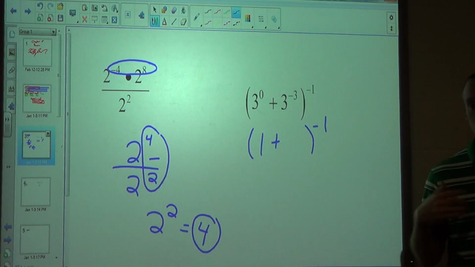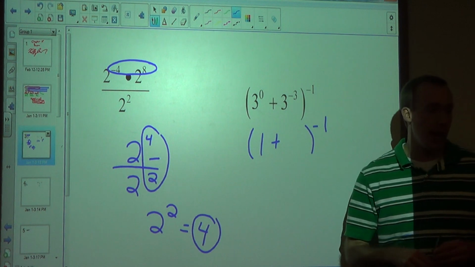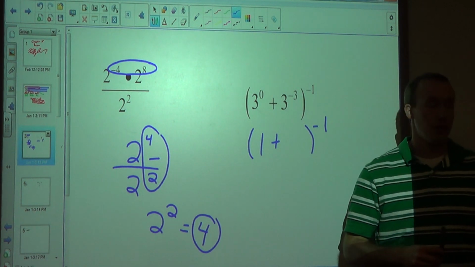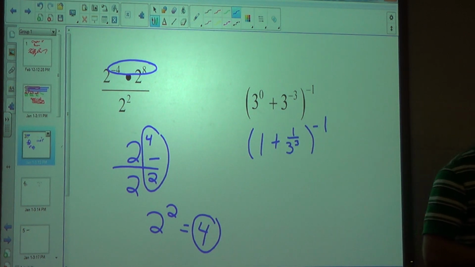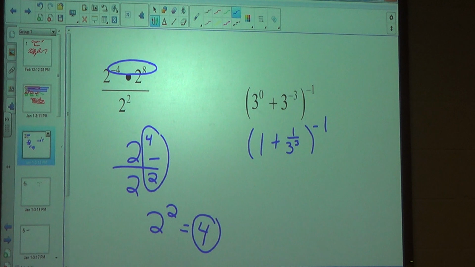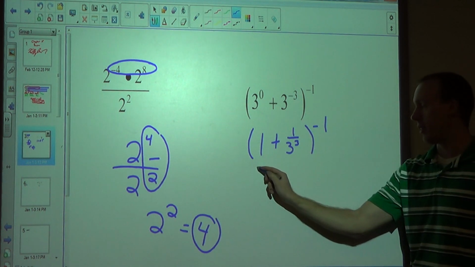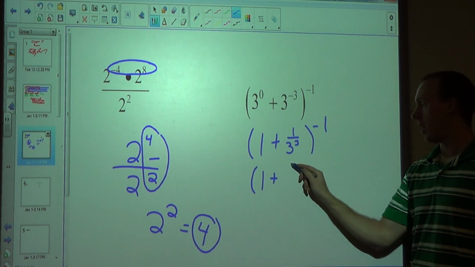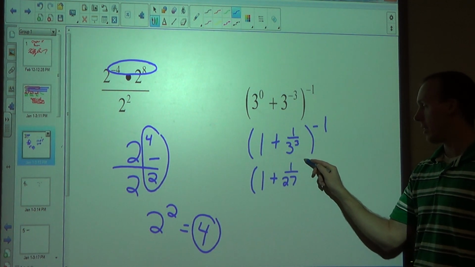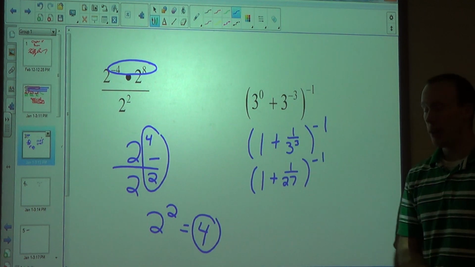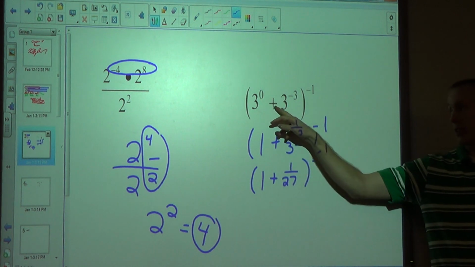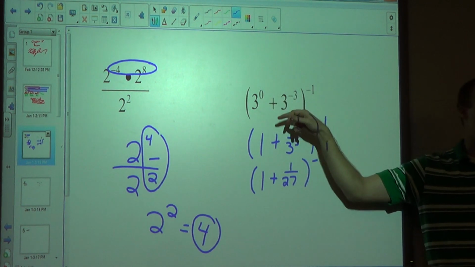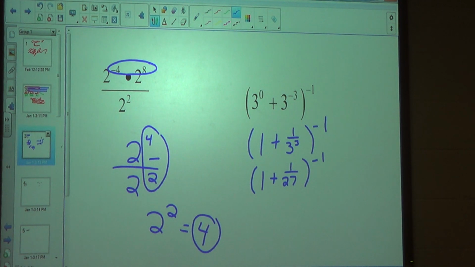Okay, we gotta remember some rules for exponents. What do we know about a negative exponent? What does it do? Goes to the bottom. Flips it, so now it's 1 over 3 to the 3rd. What can you simplify from this step? 3 to the 3rd, what's that turn into? So I got 1 plus 1 over 27 to the negative 1. Okay, again, I cannot distribute the negative 1 in there because of that plus sign. If this is a multiplication, then go ahead and distribute that negative 1, but it's not.